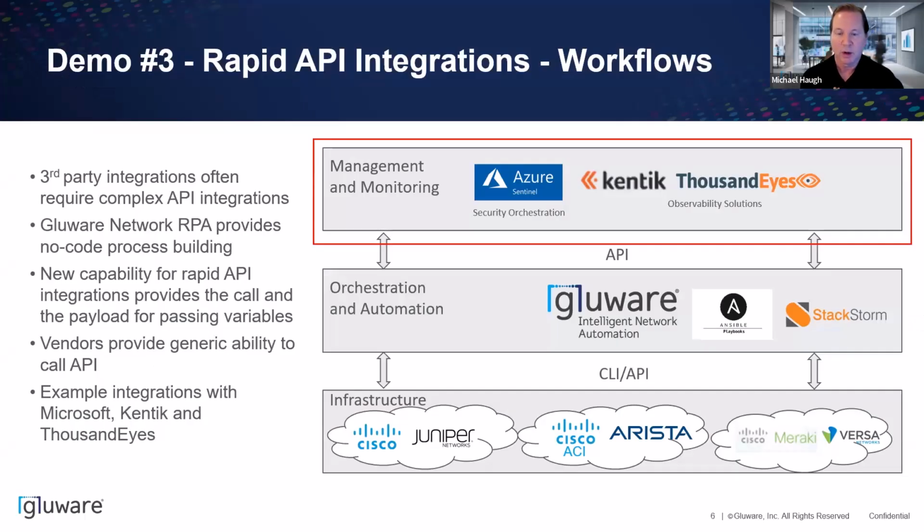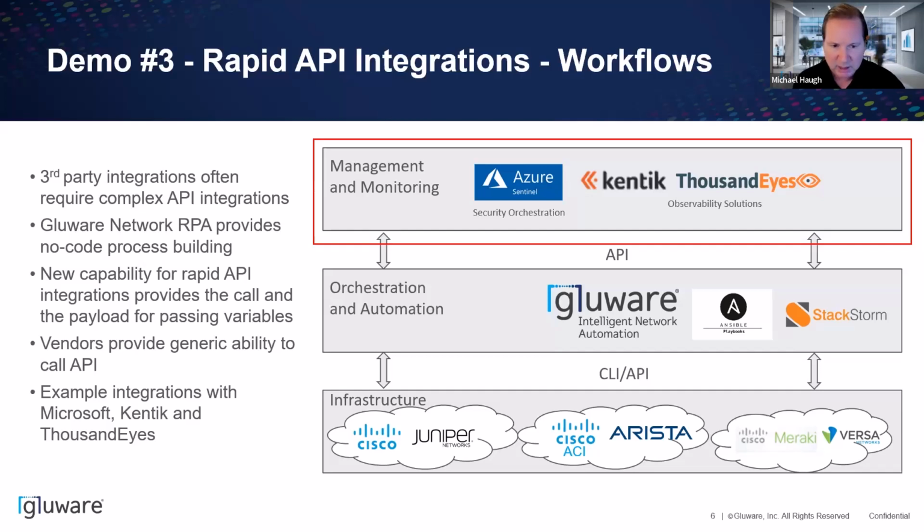In this next demo, we're going to focus on API integrations with third-party systems. In previous ONUG events, we've done demonstrations using Microsoft Sentinel and Kentech and others, where those systems can detect something, like Azure detecting a security challenge, and Kentech monitoring the network and looking at an application problem, but they have no ability to take action on the network. So how can you enable event-driven automation? The way that we're proposing is to do API integrations with these third-party systems in Gluware.